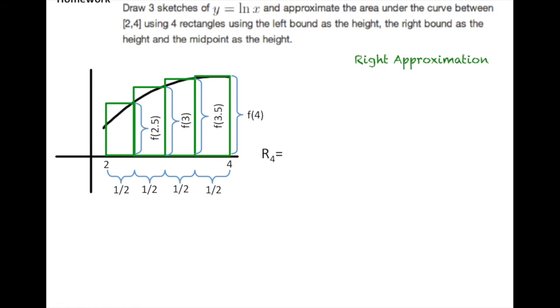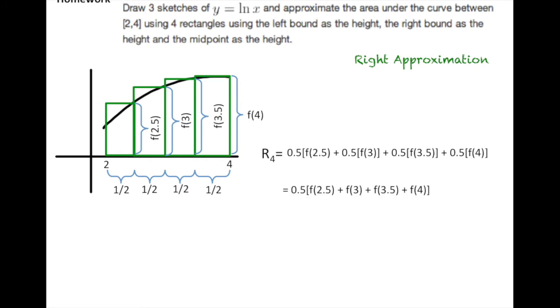So now my right approximation with 4 rectangles is going to be equal to, again, I'm looking at the area of each of the rectangles. So the first rectangle will have an area of a half times f of 2.5, and then the second will have a half times f of 3, a half times f of 3.5, a half times f of 4. And again, I could take out that 0.5. Now I'm going to use my calculator to then find that.